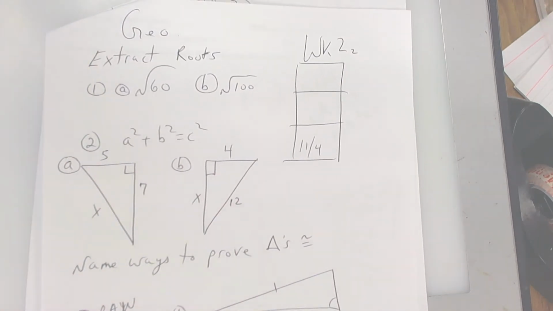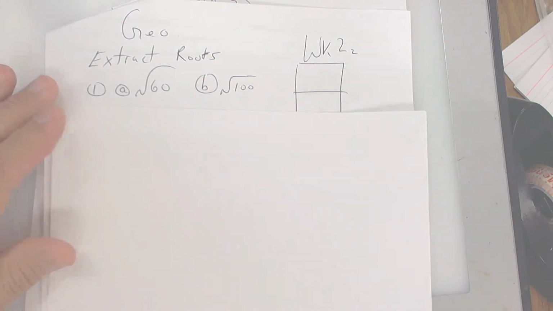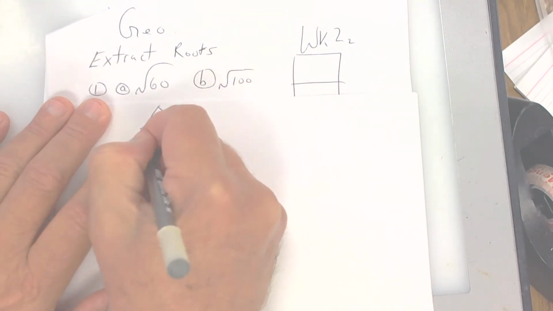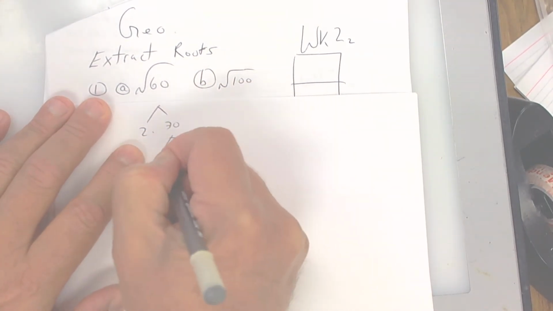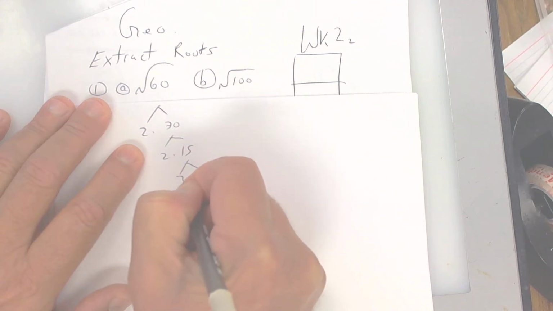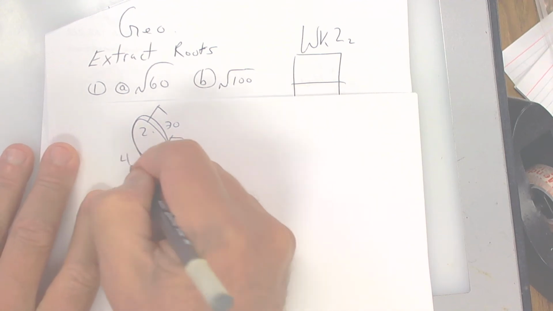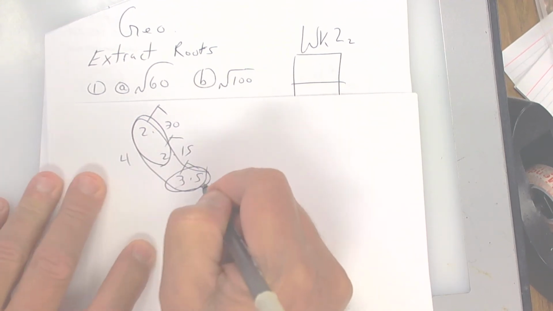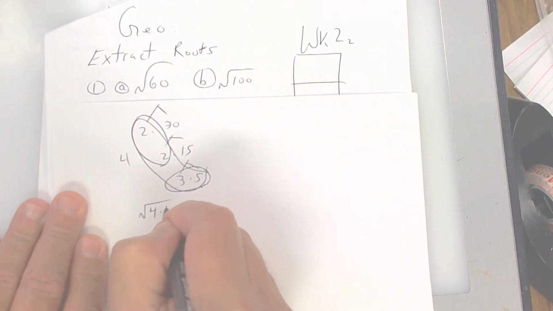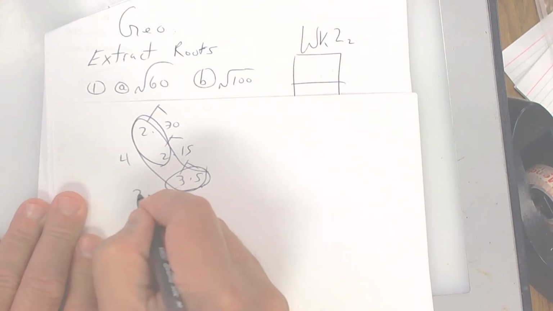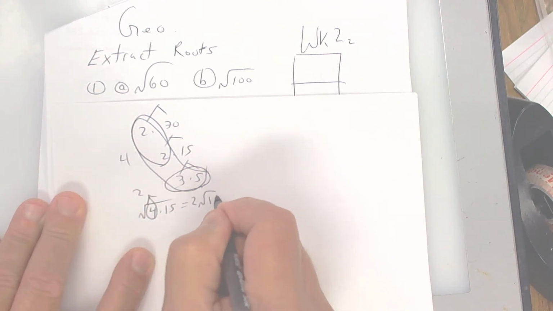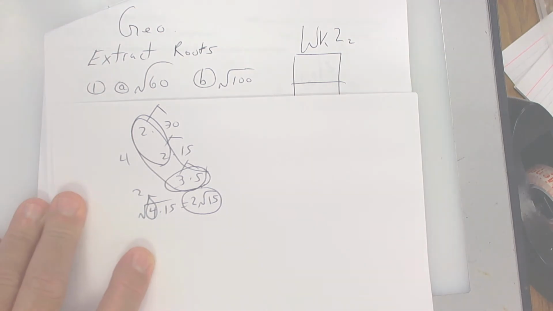Let's go to geometry. Geometry here, we're going to extract roots. So let's see about that. Well, you got to break it down by 2's. So 2 times 30, 2 times 15, and then 3 times 5. So you have 2 times 2, that's a perfect square, that's 4. These have to stay. So it's going to be the square root of 4 times 15. The square root of 4 is 2. So the answer is 2 square root of 15. That's how you extract.